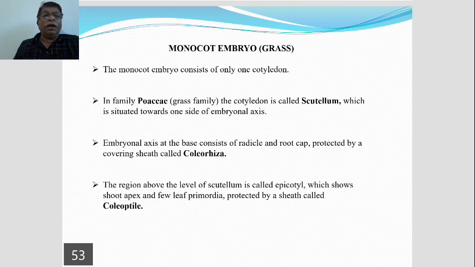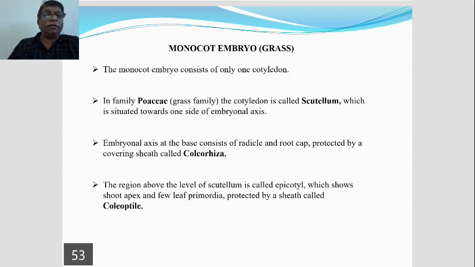The grass, or our food crops, belong to the family Poaceae. It is the grass family, formerly known as Graminae. Now it is changed to family Poaceae. If you take an LS of grass seed and examine it under the microscope, it shows only one cotyledon.